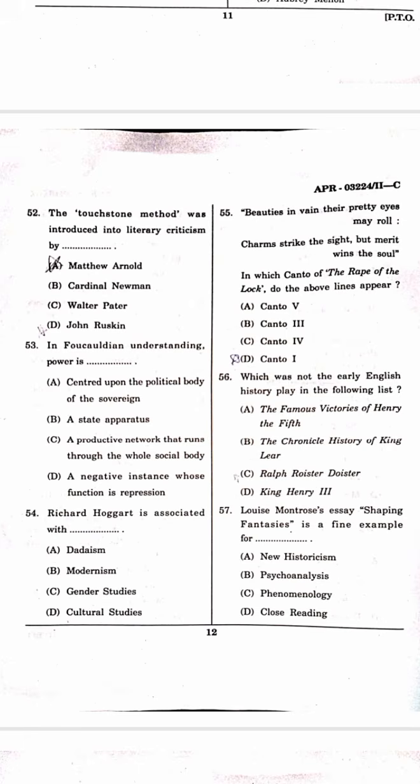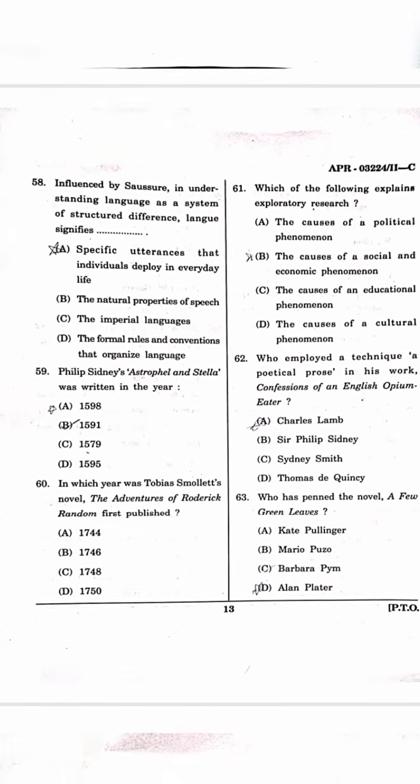Which was not the early English history play in the following list? And the correct option is option C, Ralph Roister Doister. Question number 57. Louis Montrose's essay Shaping Fantasies is a fine example of new historicism. Option A is the correct one.